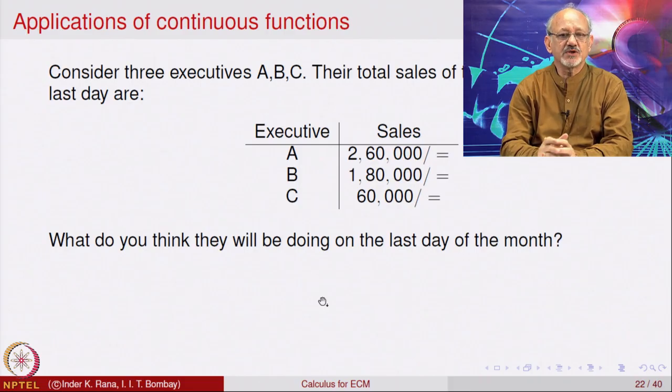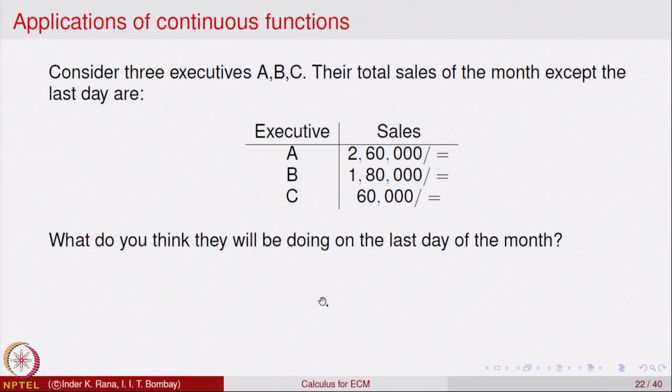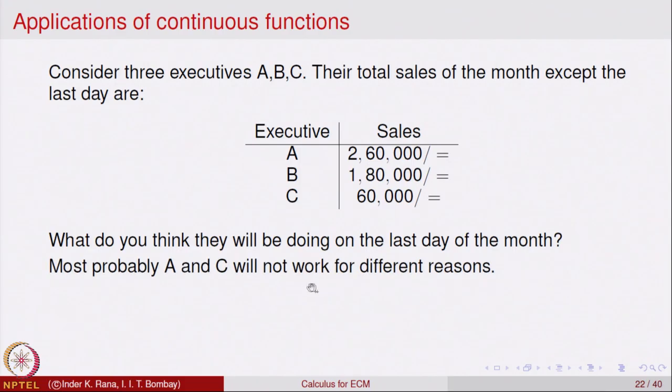So, A and C both will most likely not be working on the last day. Only B may be working on the last day. So, this is what is happening in this model of bonus. Most probably A and C will not work for different reasons, and only B may be working.